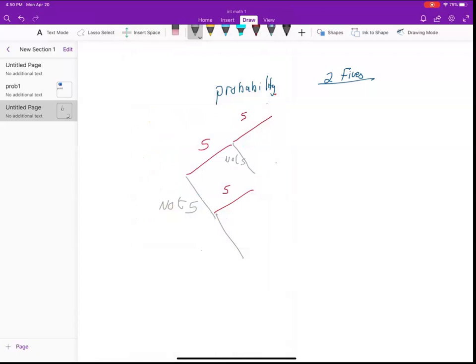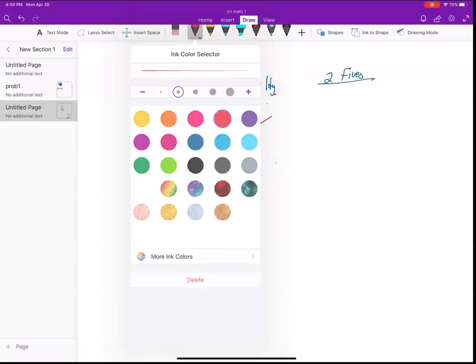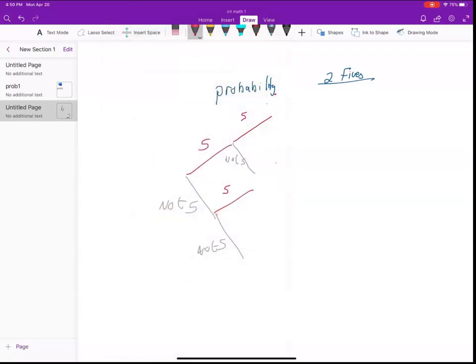Not 5, not 5. Okay, so now I'm ready to find this probability. All right, so let's do red. Here we go. So getting that 5, we know, is going to be 1 out of 6, right? And 1 out of 6. Right, so that would be 1 out of 6 times 1 out of 6, which would be 1 out of 36.